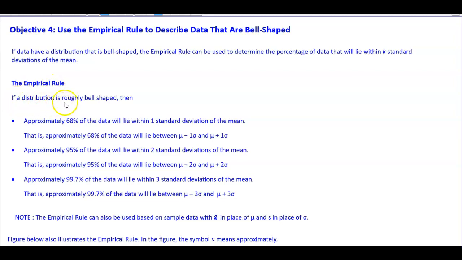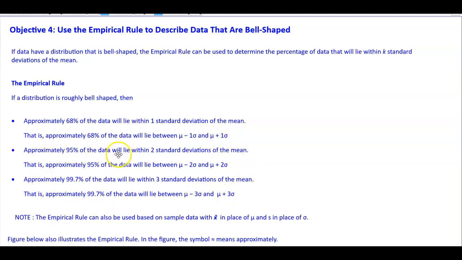If a distribution is roughly bell-shaped, then approximately 68% of the data will lie within 1 standard deviation of the mean. That is, approximately 68% of the data will lie between mu minus 1 times sigma and mu plus 1 times sigma.